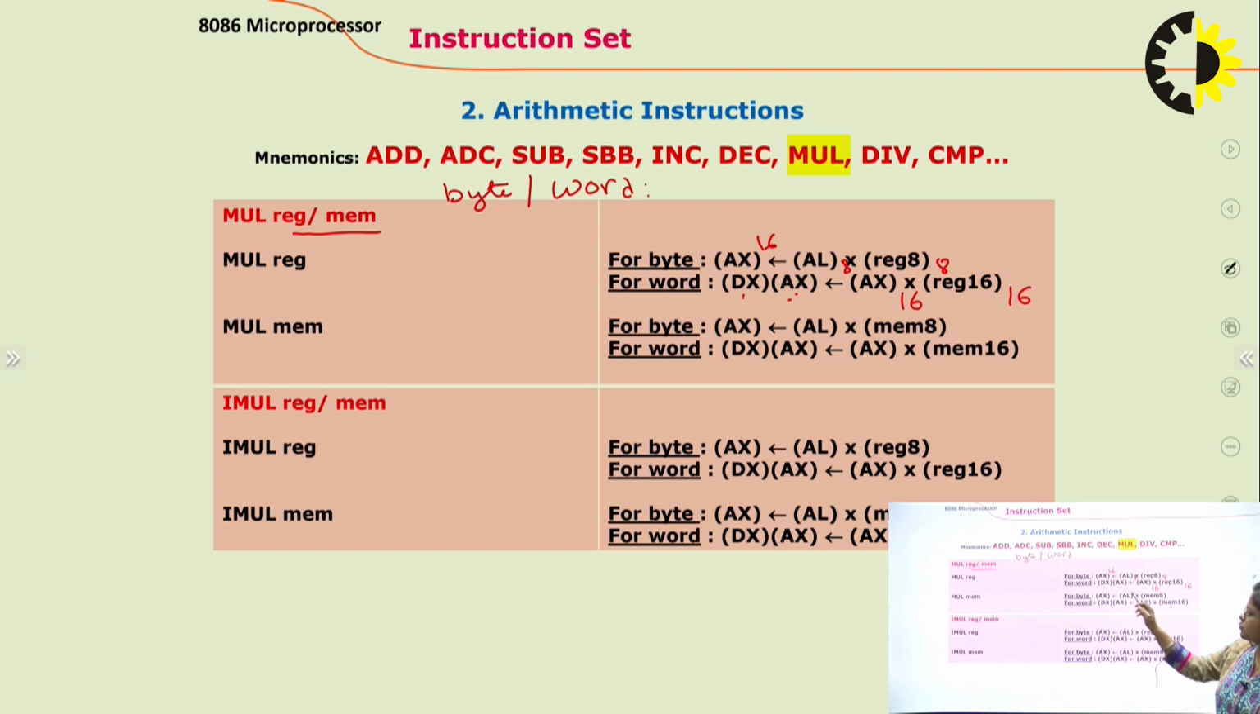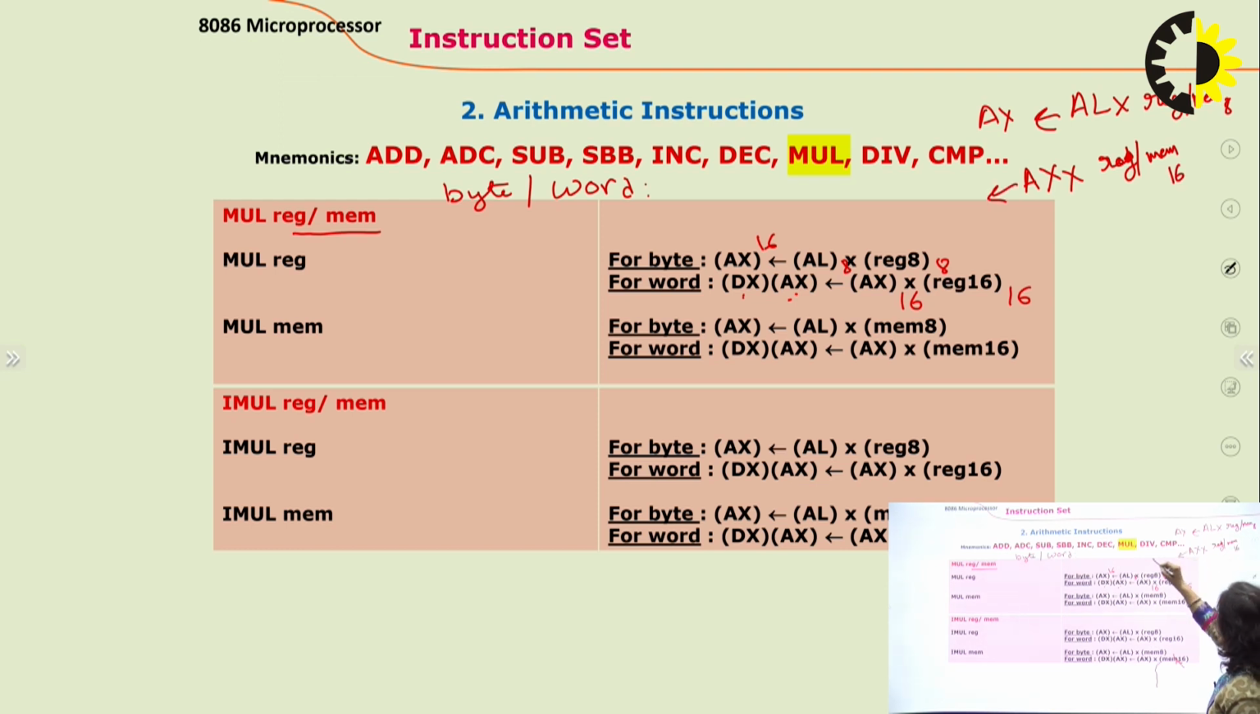So for byte operation, AL multiplied by a register or memory location of 8 bits will be given to AX, whereas for word operation, AX multiplied by a register or memory of 16 bits is copied to DX:AX, which is of 32 bits.